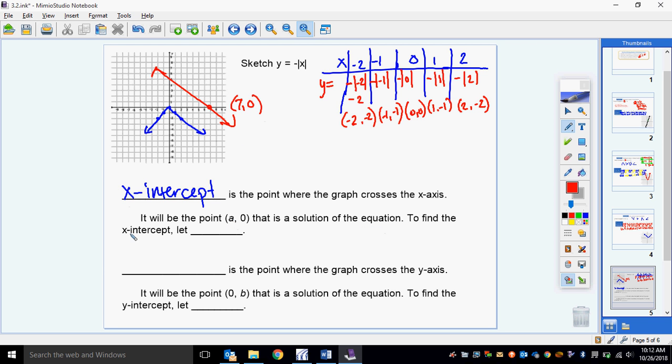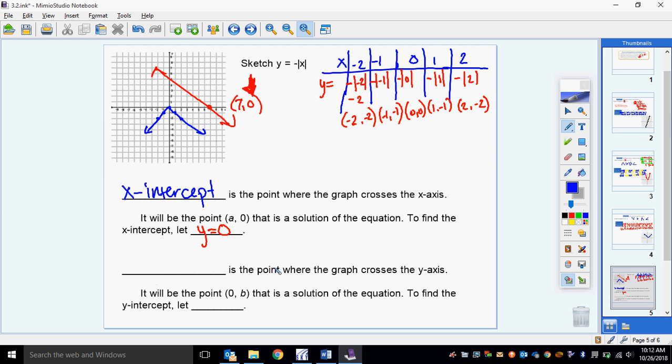Okay, so to find an x-intercept, we want to always let y equal 0, right? Because when y is 0 here, we're on this x-axis. We're figuring out what number that is.